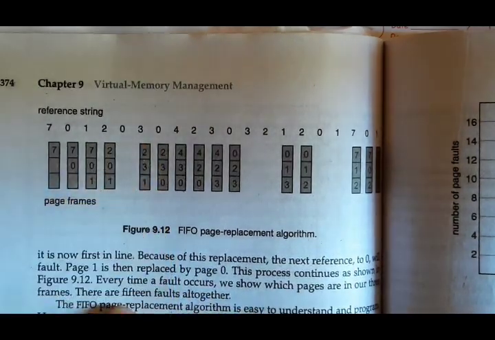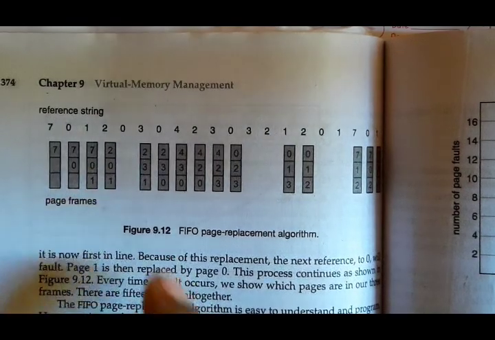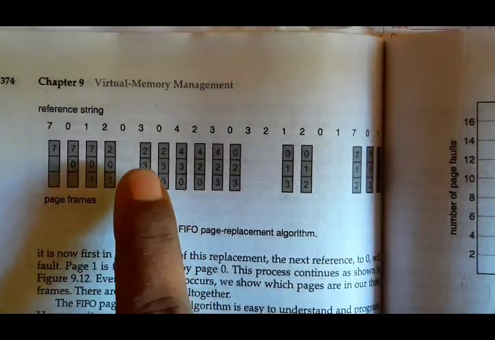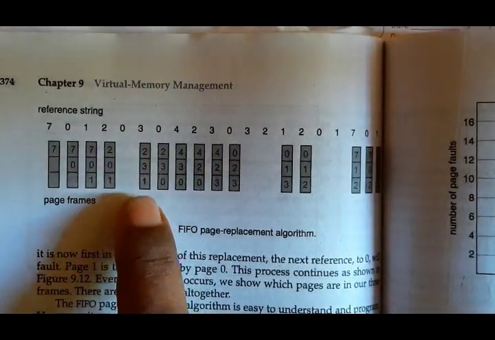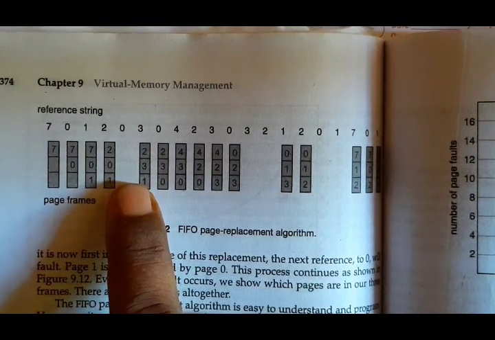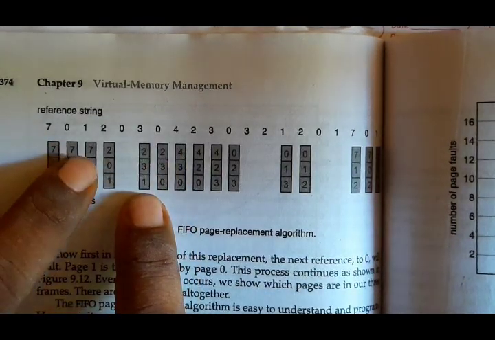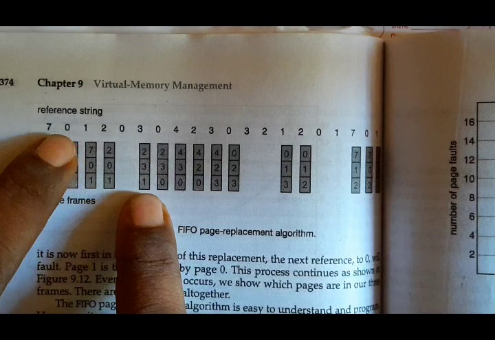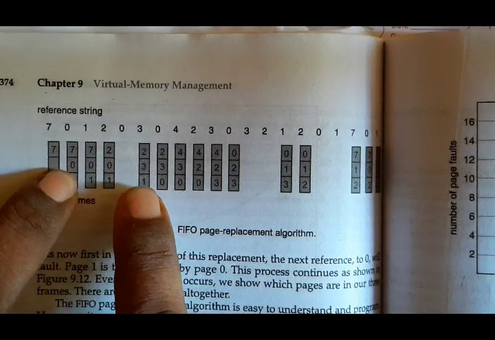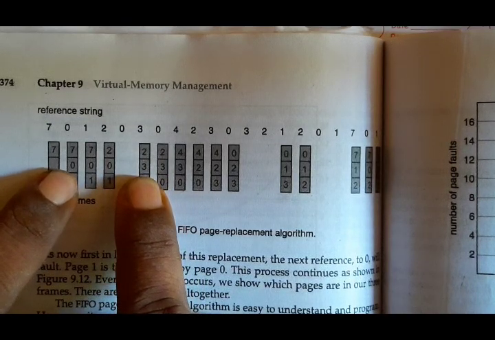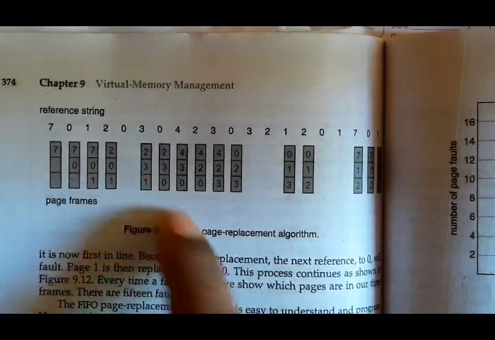Next page is 0. 0 is already present in RAM, so replacement is not necessary. Next the CPU demands page 3. 3 is not present here, so you have to replace a page. Which one? 7 came first, and it was already replaced by 2. So next comes 0: in place of 0 you place 3. Let's see the example here.